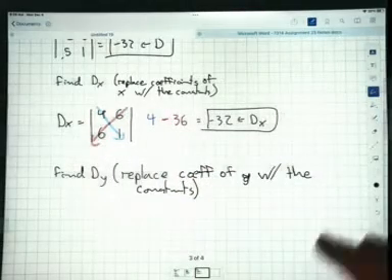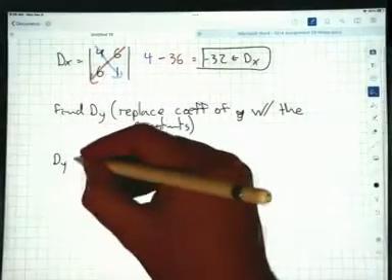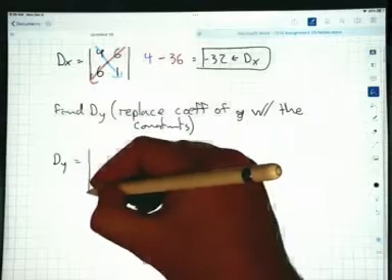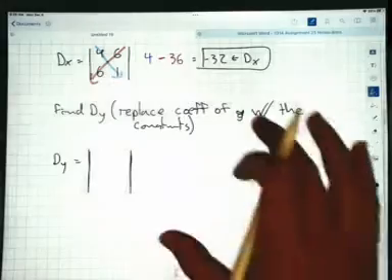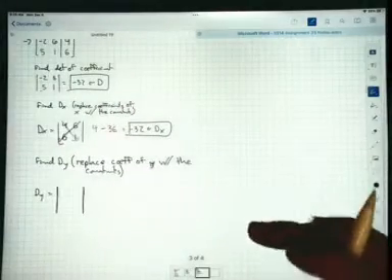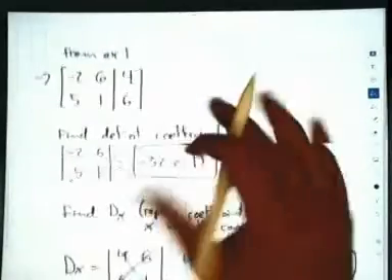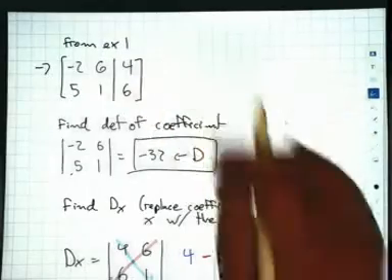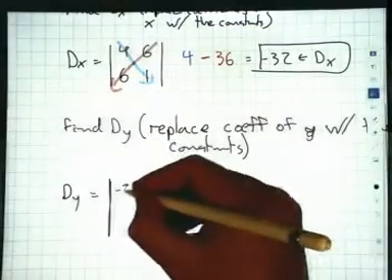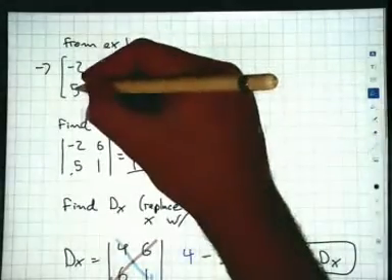That's how you find d sub y. Again, using the absolute value bars is the mathematical symbol that we use to indicate that we're finding the determinant. So look back up here. We're going to replace this 6, 1 with the 4, 6. So we have still the same coefficients for x, negative 2, 5, but we replace 6, 1 with 4, 6.